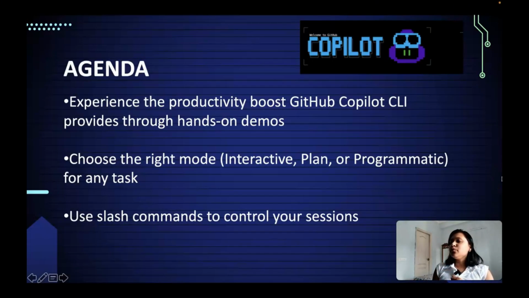In today's video, we will be doing some productivity work with the help of the GitHub Copilot CLI with some hands-on demos. And then we will choose the right mode. There are different modes where you can work with GitHub Copilot: interactive, plan, or programmatic. And then we will also talk about slash commands. If you do not know these commands, then do learn them because they're very useful.